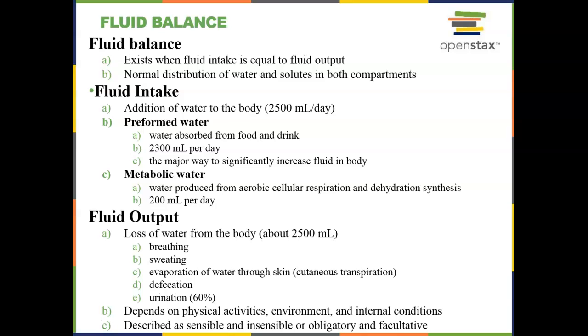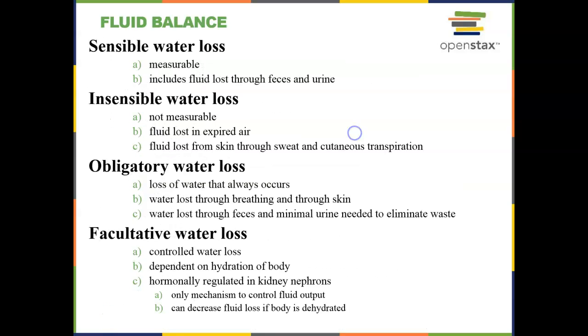And the amount of water that we lose is going to be dependent on our activity level as well as the environment that we're in. So some of the water that we lose is known as sensible water, while other water is known as insensible. And we can also describe our water loss as obligatory or facultative. So sensible water loss is water loss that we can measure. So this is water loss through things like urination or through defecation. Whereas insensible water loss is water loss through things like breathing or through transpiration.